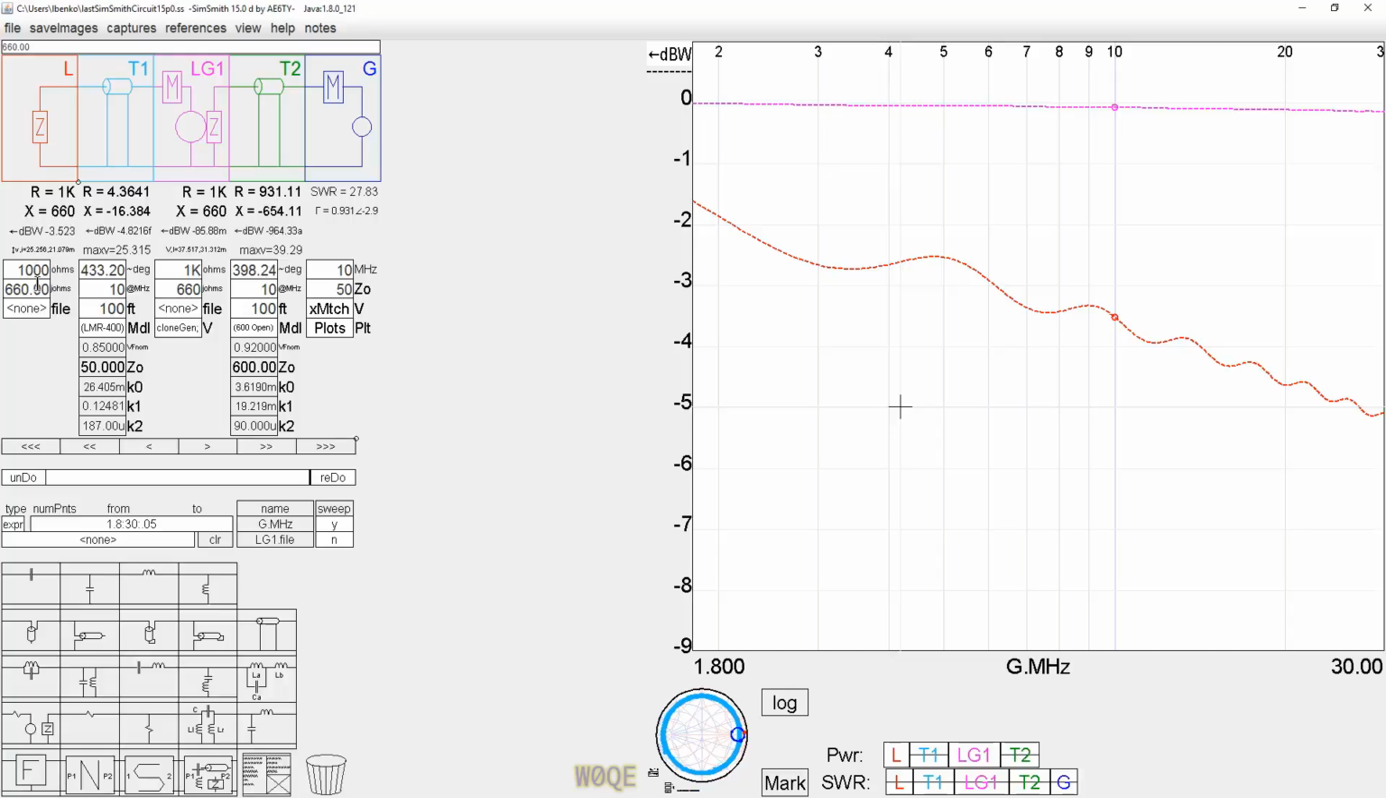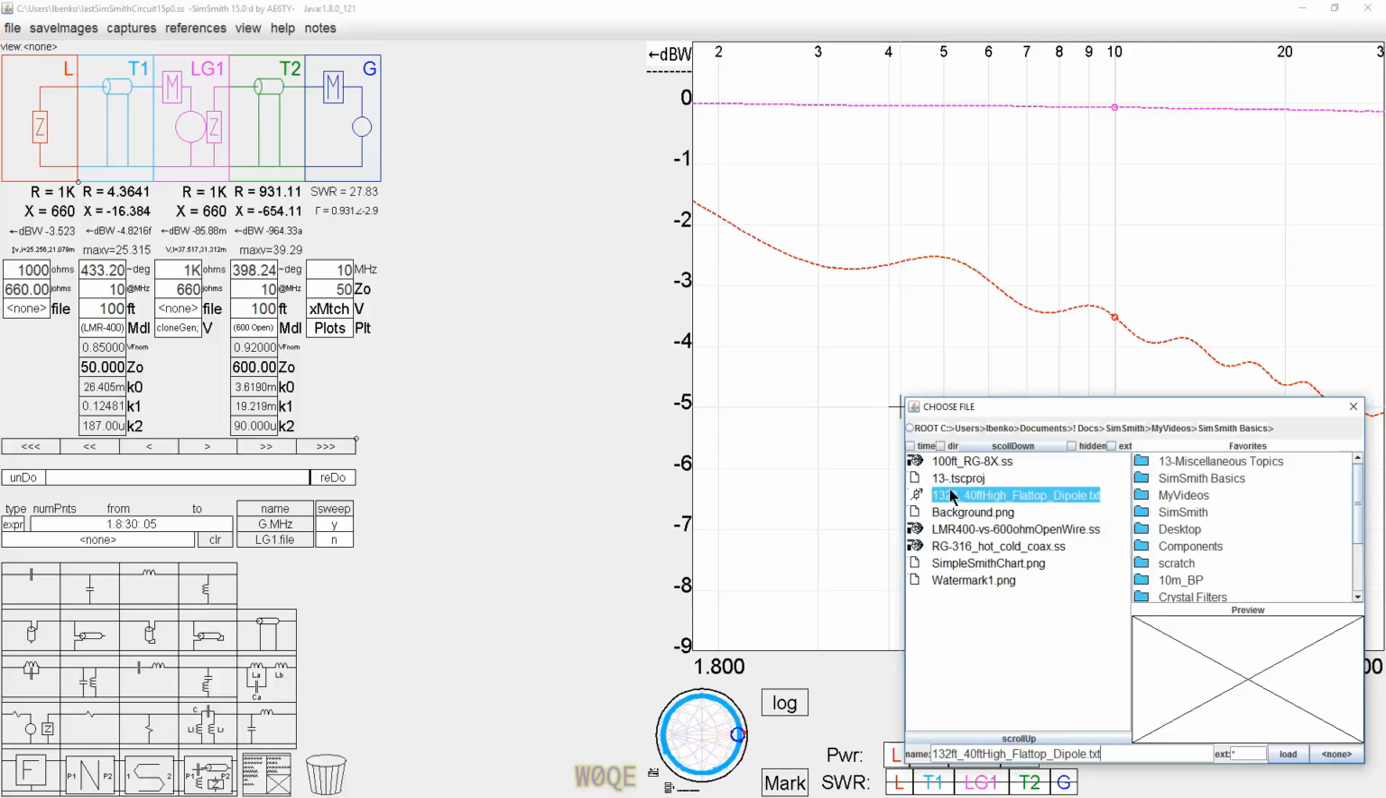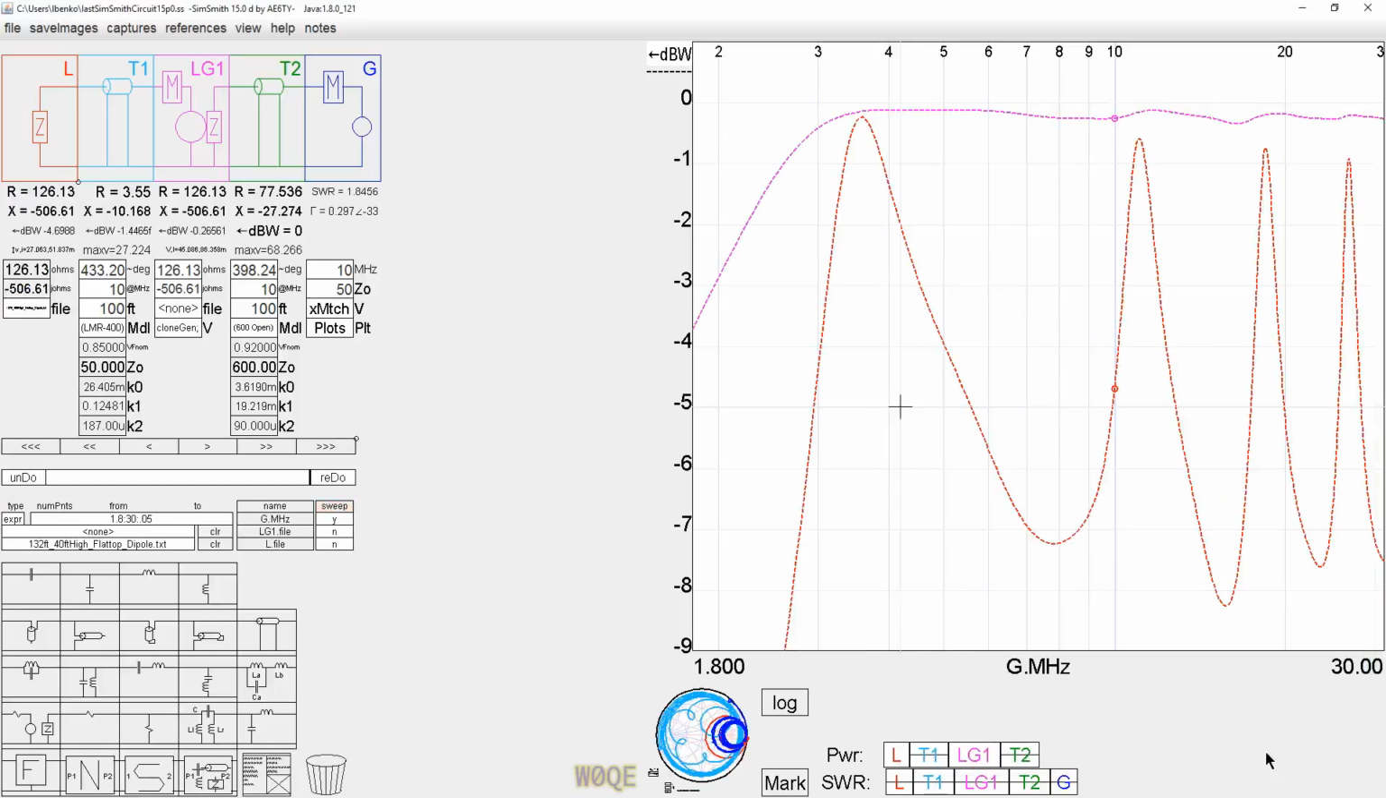Let's change this, instead of me just messing around with values. Let's put a file in here which represents a 132-foot dipole, 40 feet in the air, flat top dipole. Put the impedance in there. Now these two things will track the actual impedance of that dipole versus frequency. And this is kind of interesting.